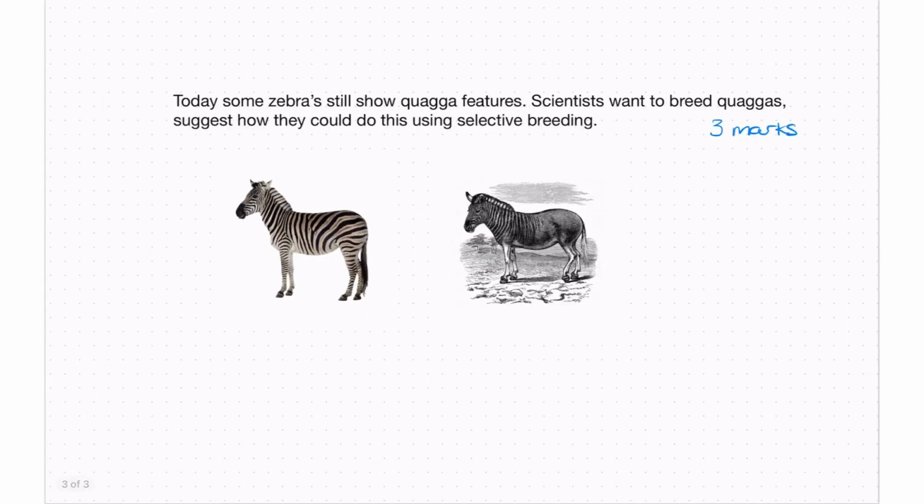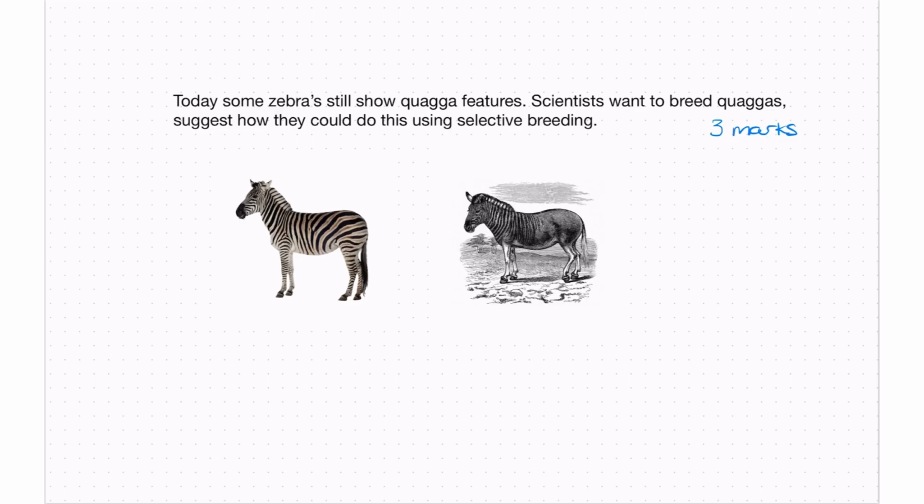Okay, 2nd part of the question is worth 3 marks. This is about selective breeding. Today, some zebras still show quagga features. Scientists want to breed quaggas again, so suggest how they could do this using selective breeding. They want you to explain and show an understanding of what selective breeding is.